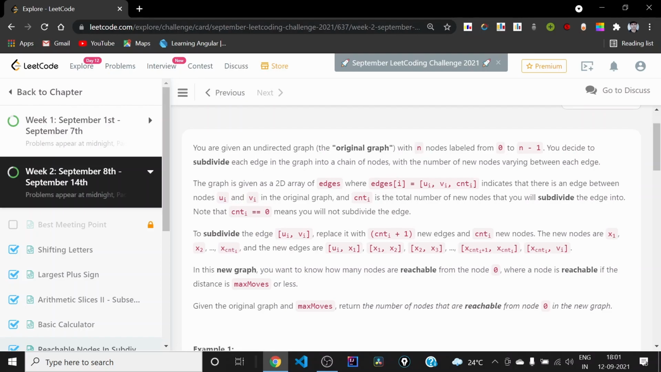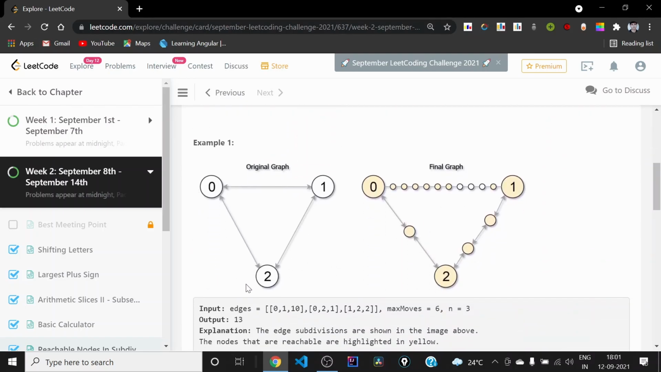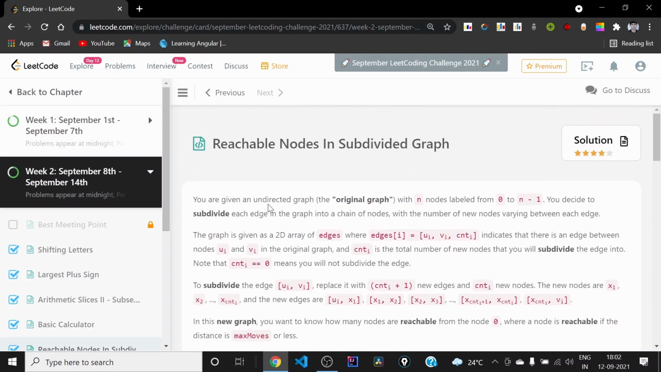to n minus 1. And we have decided to subdivide each edge in the graph into a chain of nodes. So basically, if the original graph is this, then we are inserting some number of nodes between each pair of nodes to divide every edge into a number of edges. So in this example, this edge is divided into two parts, and the number of parts in which we are dividing each edge will be conveyed using this variable count.